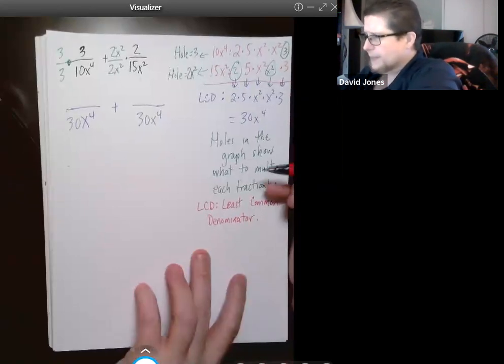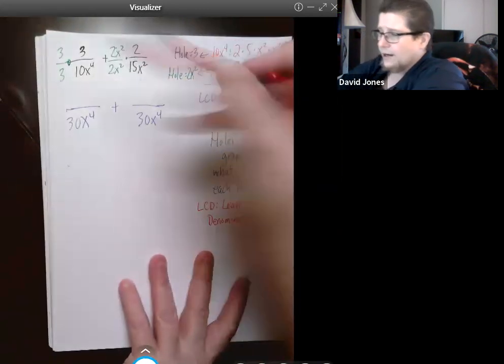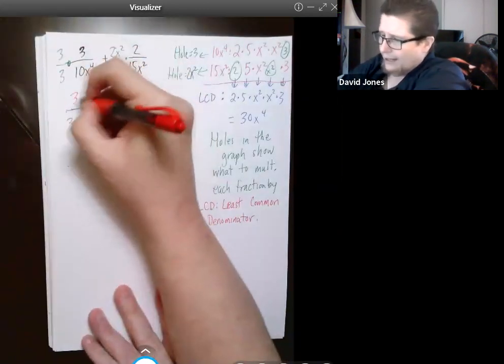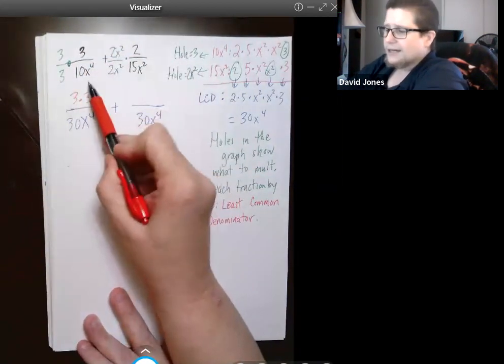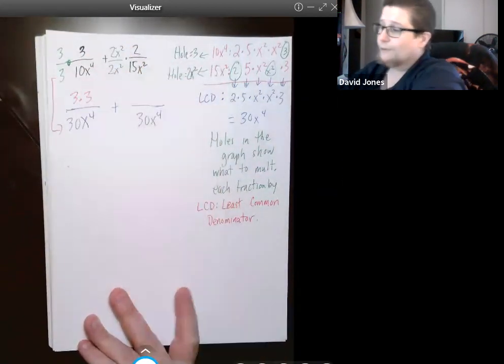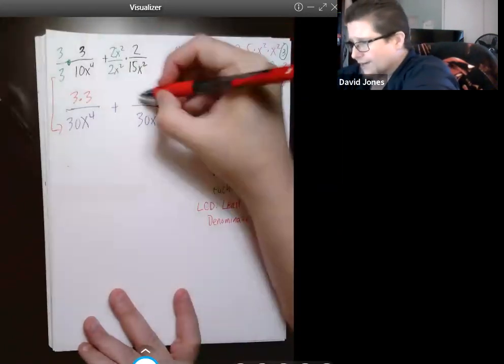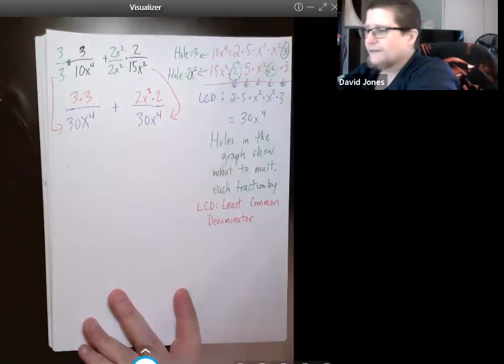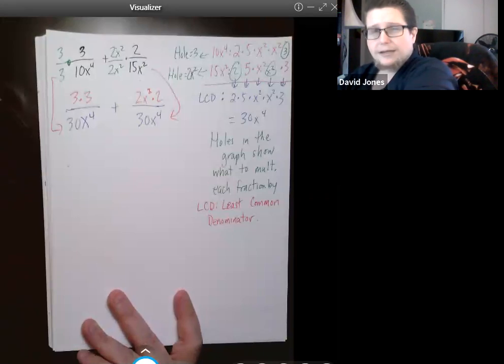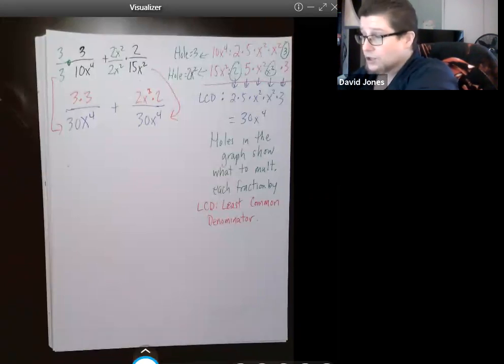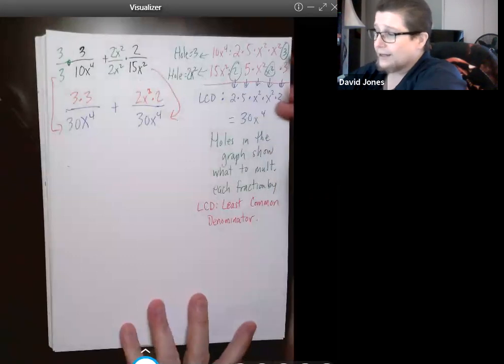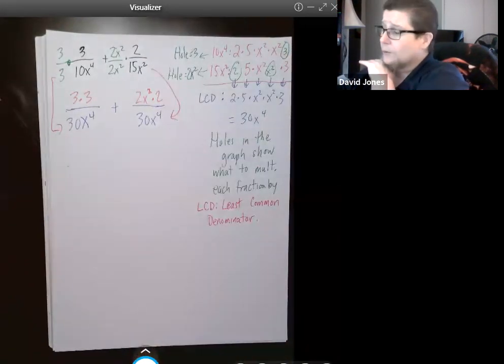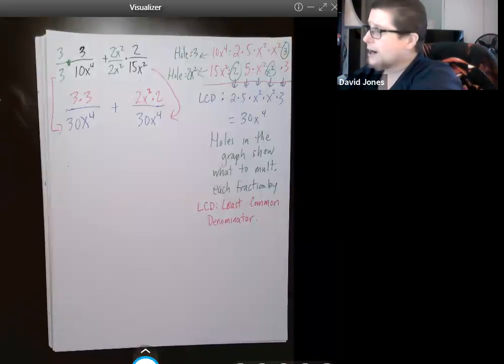Least common denominator. So if I do that, notice 3 times 3, I'll fill that in. I'll write it there. But notice 3 times 10x to the 4th does give me 30x to the 4th. And I've got the 2x squared times 2 on top here. Notice if I multiply 2 and 15, I get 30, and x squared times x squared equals x to the 4th. So using the hole method does work. If you do this table, columns have to be unique. Only one value in each column, and then you follow that format.